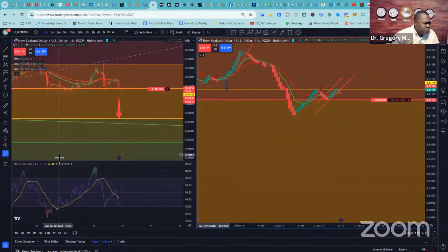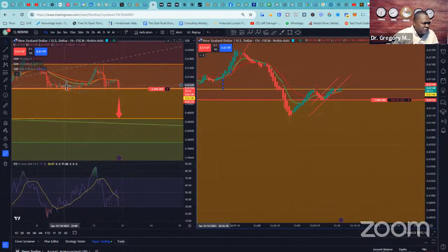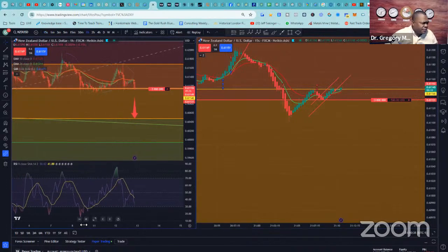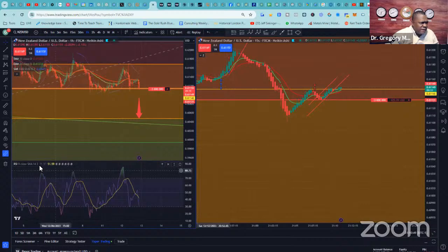RSI below the 50 gives a directional bias, but it's coming to like an oversold area, that 30. And so we can see that, lots of support, a lot of value, lots of buying going on in this area. Creeping back, reaching back above that 23% retracement.